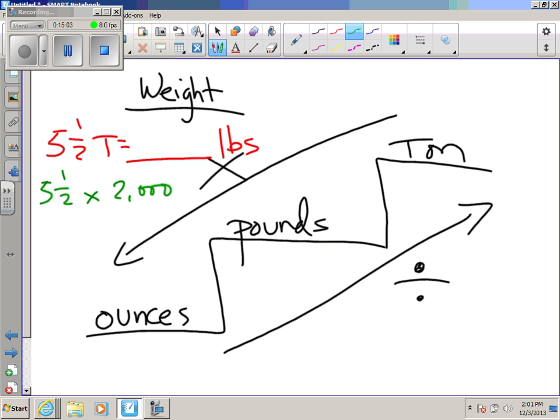If you can't figure by looking at it and say, well, 5 times 2,000 is 10,000, plus another half a ton, which is 1,000, I should get 11,000. If you can't do that, that's fine. We're going to say 11 over 2 for the improper fraction here, and 2,000 over 1. 2 and 2,000 both have 2 in common. Okay, so that's 1,000. That's 1. 11 times 1,000 is 11,000.